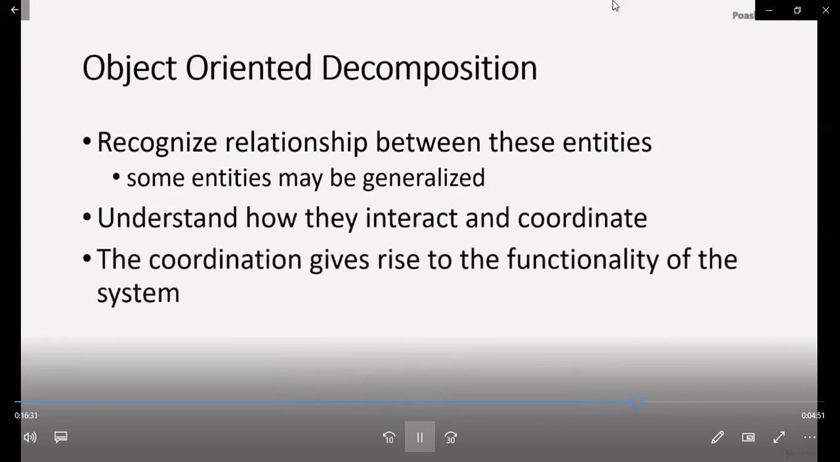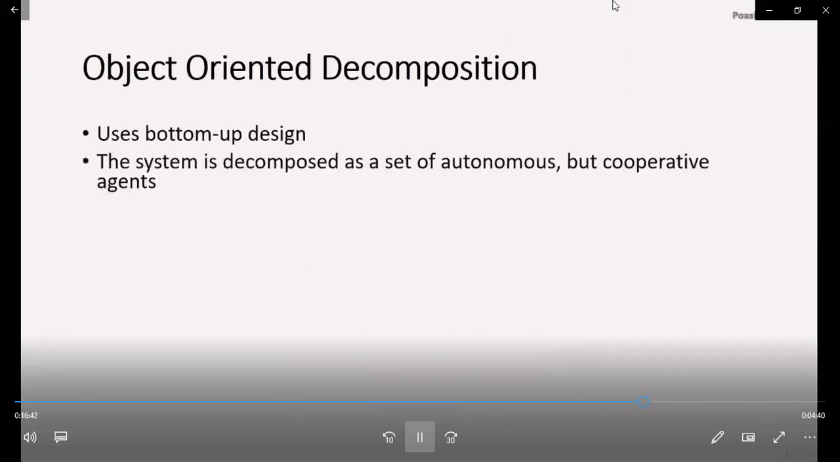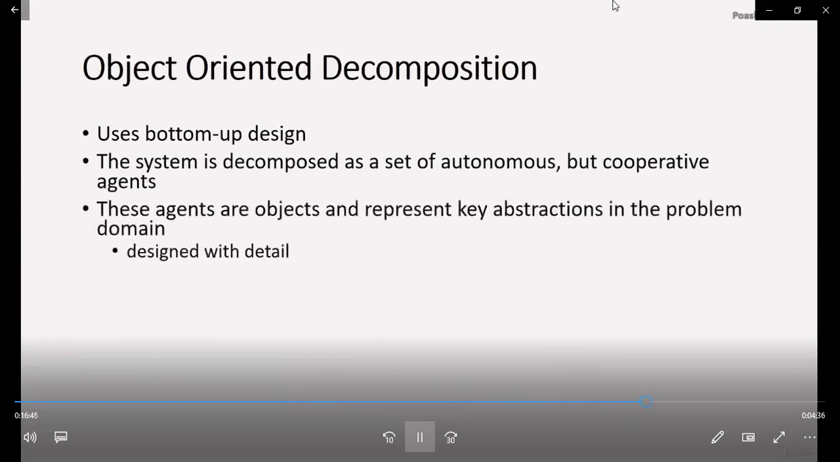So object-oriented decomposition uses a bottom-up design. That means the system is decomposed as a set of autonomous but cooperative agents, and these agents are objects, and these objects represent the key abstractions of the problem domain.